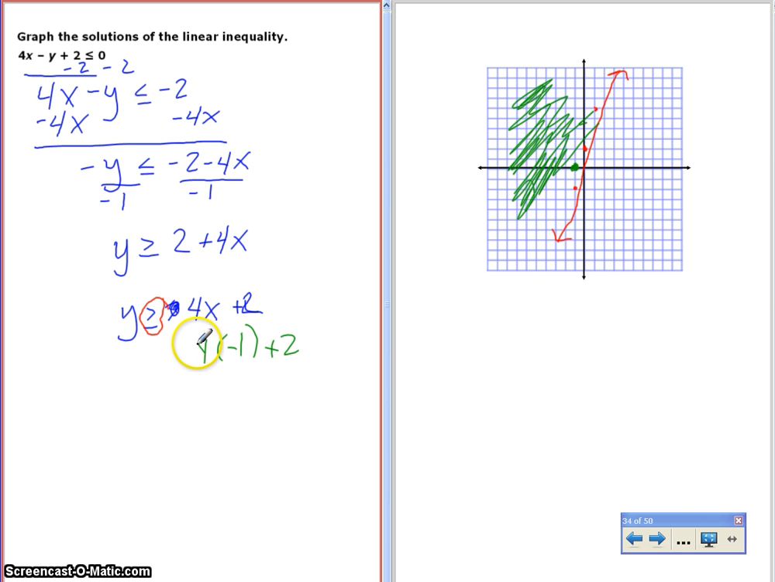And that's a 4 over here in case you guys were wondering. And then I've got a 0 over here. So when I distribute this out, I've got negative 4 plus 2, which really is negative 2. And then 0 is supposed to be greater than or equal to negative 2, which is a true statement. So again, I know I shaded the correct side.